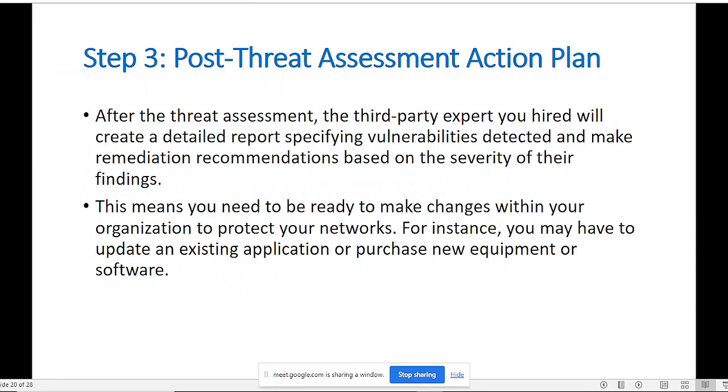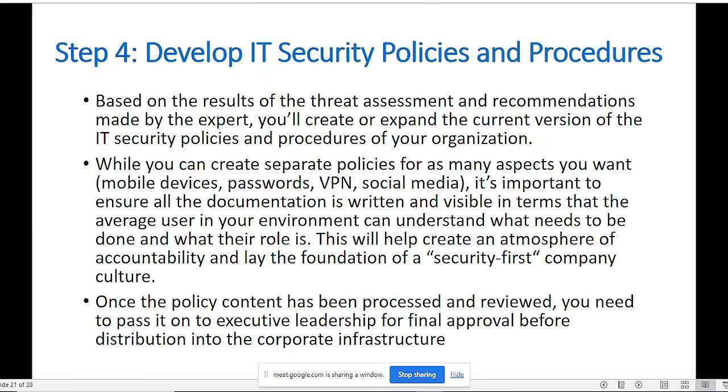So what happens once you have identified that? You need to do some post-threat assessment action plan. So these are the actions you are going to take to ensure that you eliminate those problems that you have already detected. So you can apply some prevention plans, right, that will help you get rid of these forms of issues or attacks, should there be any. For instance, you may have to update an existing application or purchase equipment that you find is not meeting the right requirements.